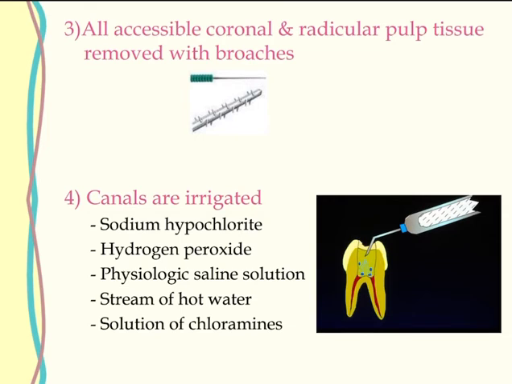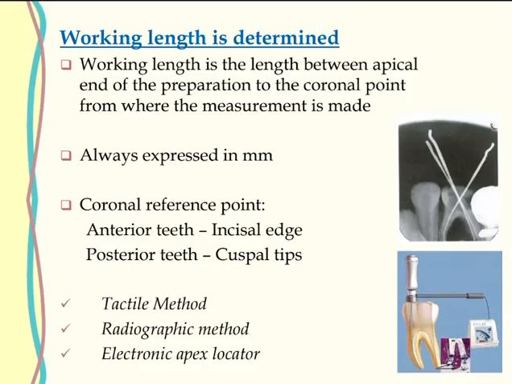If you irrigate too much sodium hypochlorite, the chances of going beyond the apex are very high with a primary tooth. So if you are using sodium hypochlorite or hydrogen peroxide, the quantity should be very minimal. But with saline, there is no issue if you use copious amounts. You can also use a stream of hot water as well as a solution of chloramines.